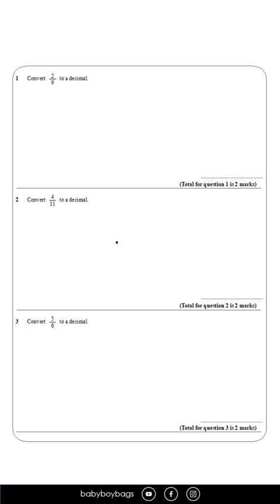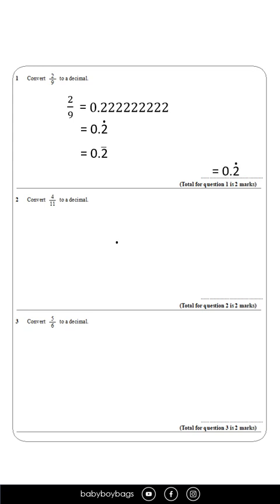If you have a calculator handy, just type 2 divided by 9. You're going to see that it gives you a recurring decimal like this, 0.22222, with the 2 recurring. That means we're going to place our dot on top of the 2, or we're going to place a line on top of the 2, just like that.